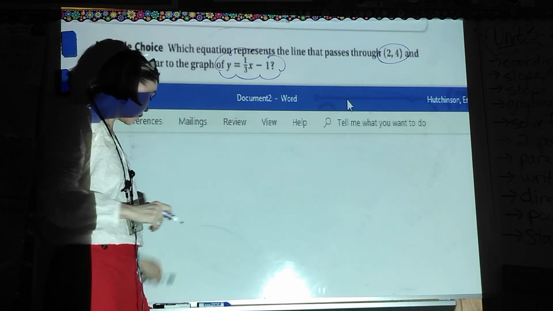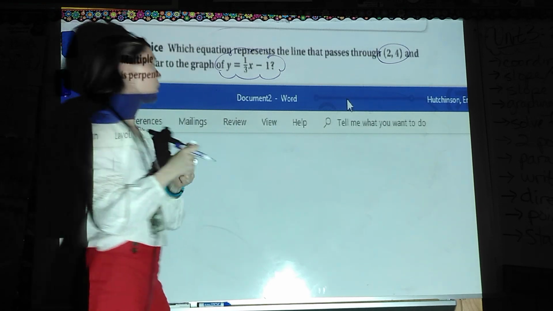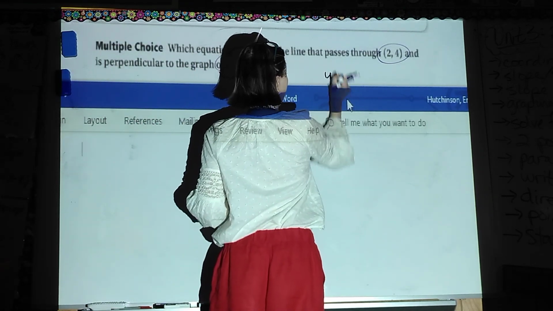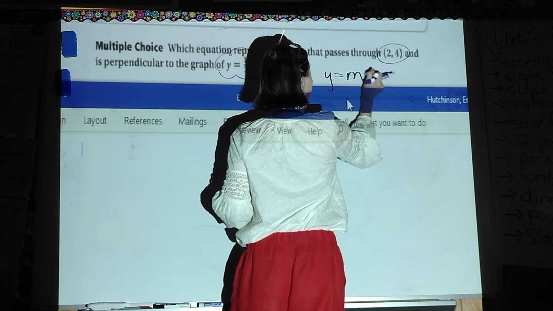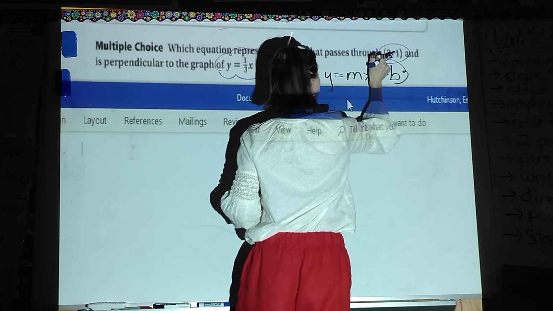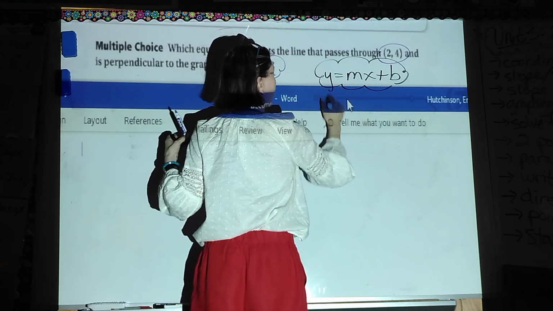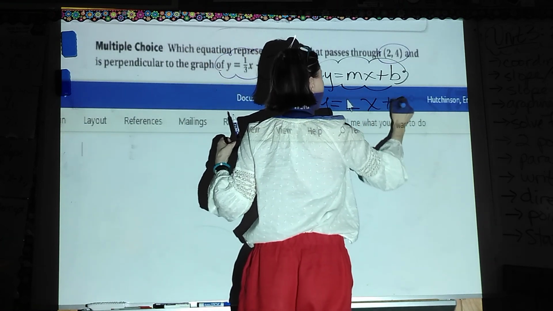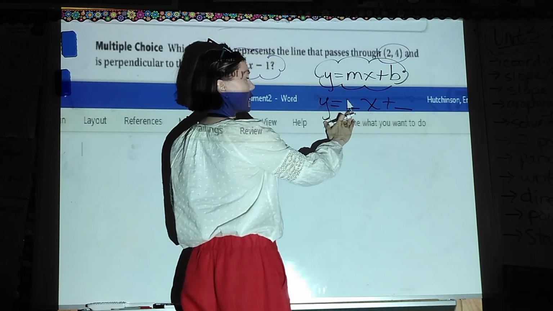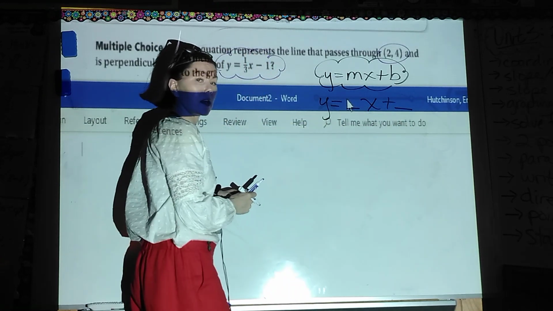Well, what do we always do? Am I sounding like a broken record now? Write it. Slope-intercept form. y equals mx plus b. Okay, this is the equation of a line. And what do we do? We write it in with the empties. y equals blank x plus blank. And all we have to do is fill in the slope and the y-intercept.